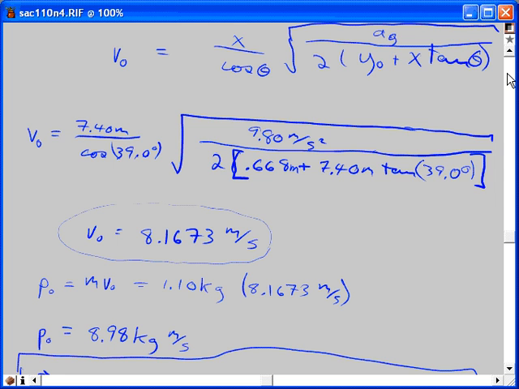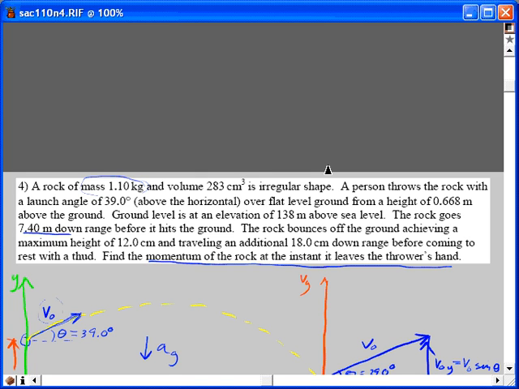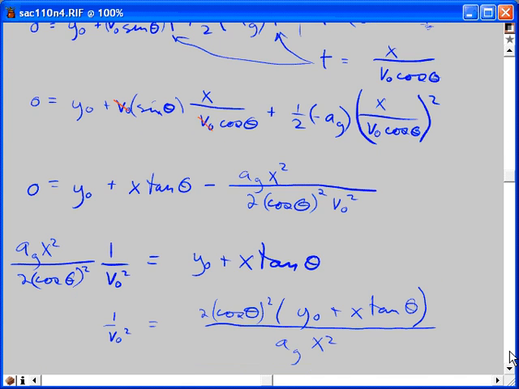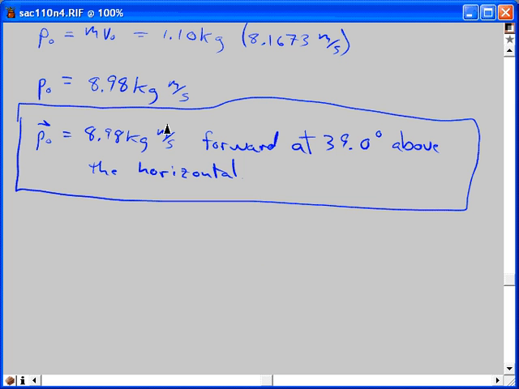And does that just make sense? They throw it at 8 meters per second. That's pretty fast, and it goes 7.4 meters. It seems reasonable to me. So I'm going to stick with that. I'll try to write that 8 a little bit more clearly for you, and then call that my final answer for SAC 1.